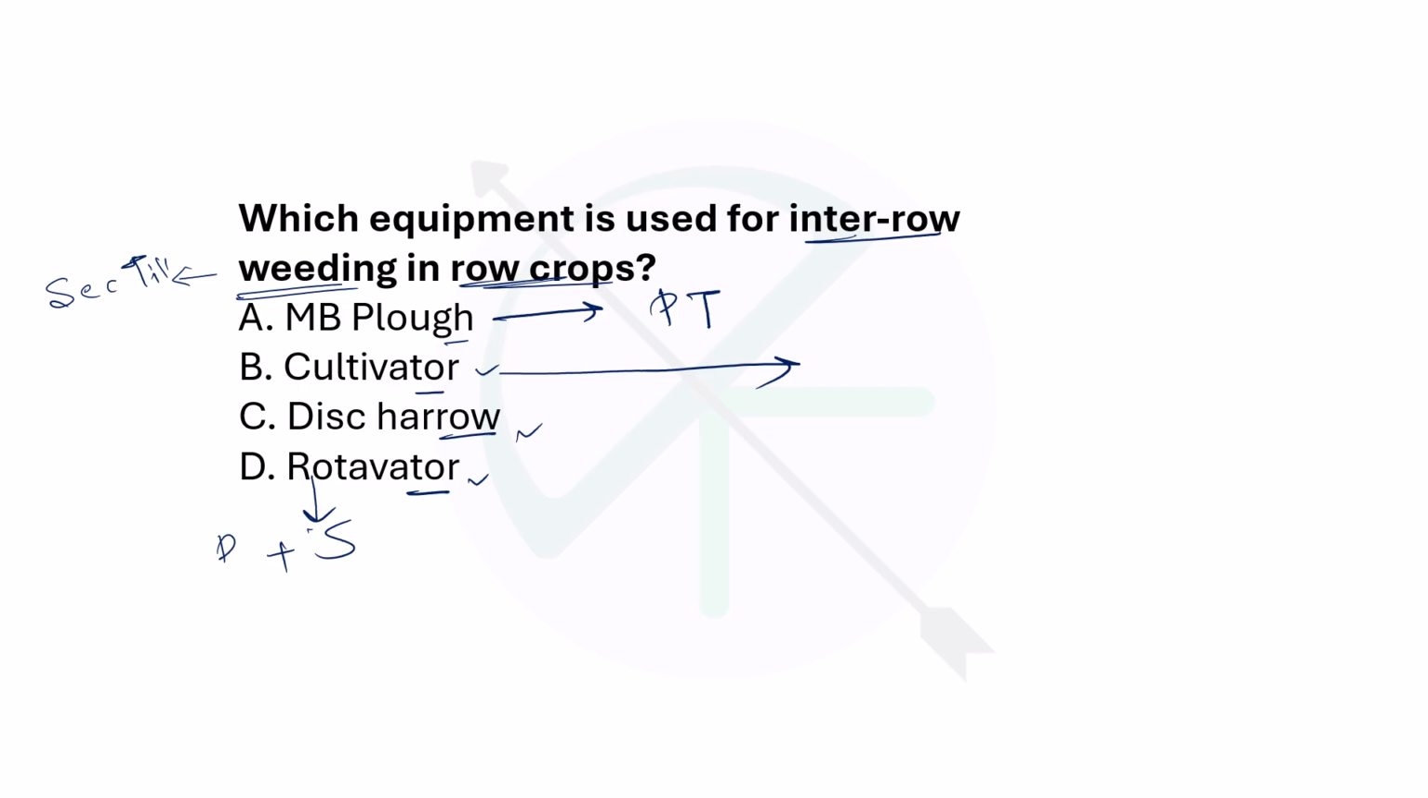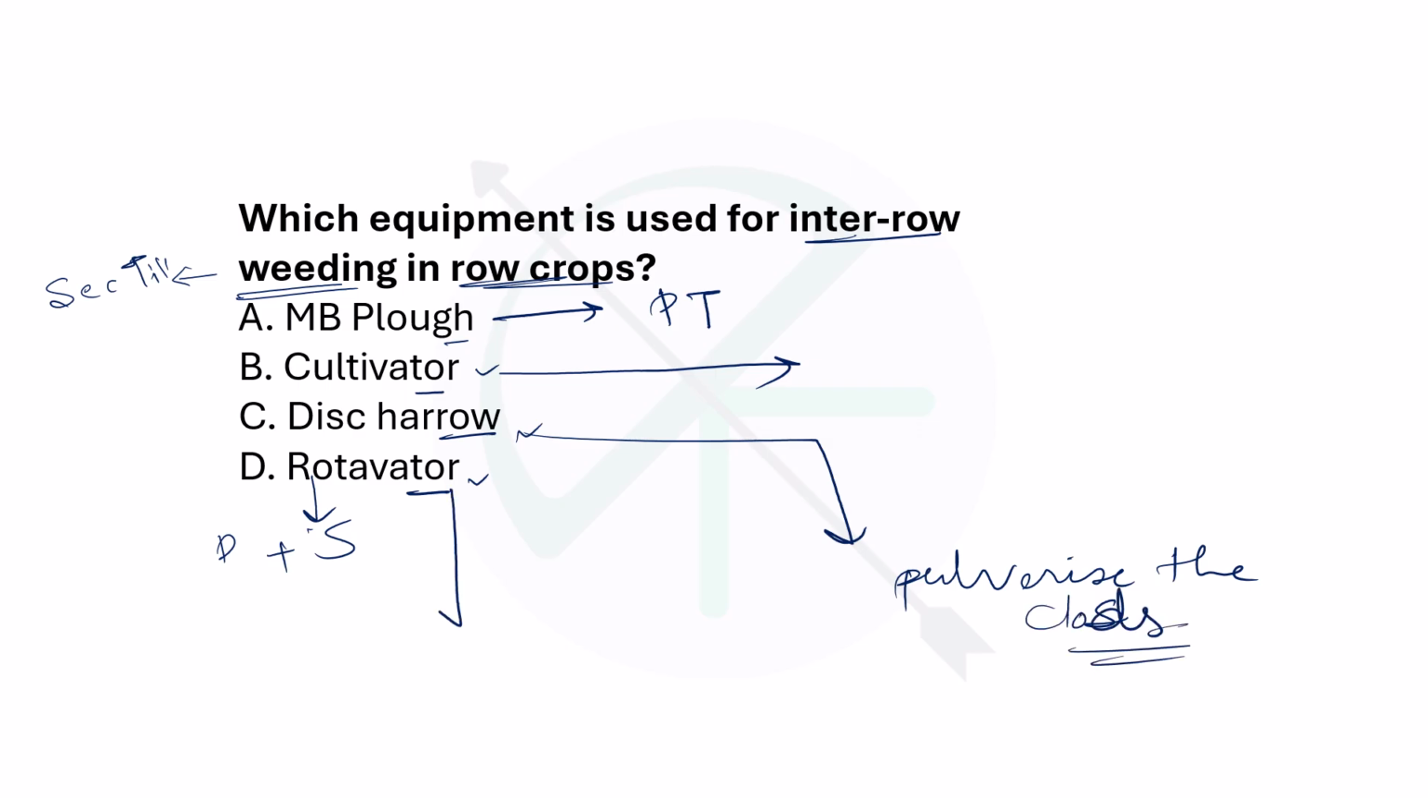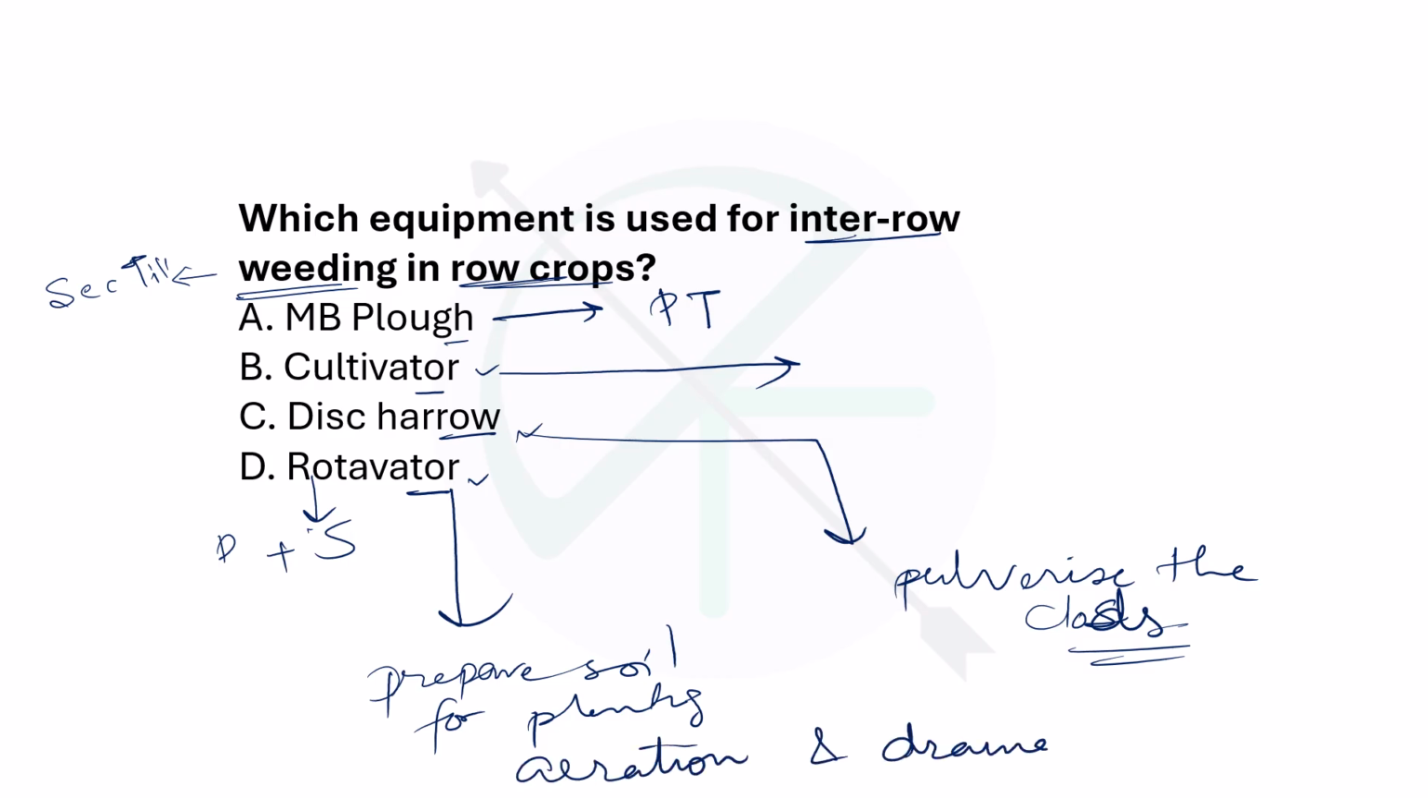And if we talk about disc harrow, this harrow is mainly used for pulverizing the clods and cutting through the soil, the clods, okay? And if we talk about a rotavator, its primary function is to prepare the soil for planting, and what it does is it improves the aeration and drainage, okay?